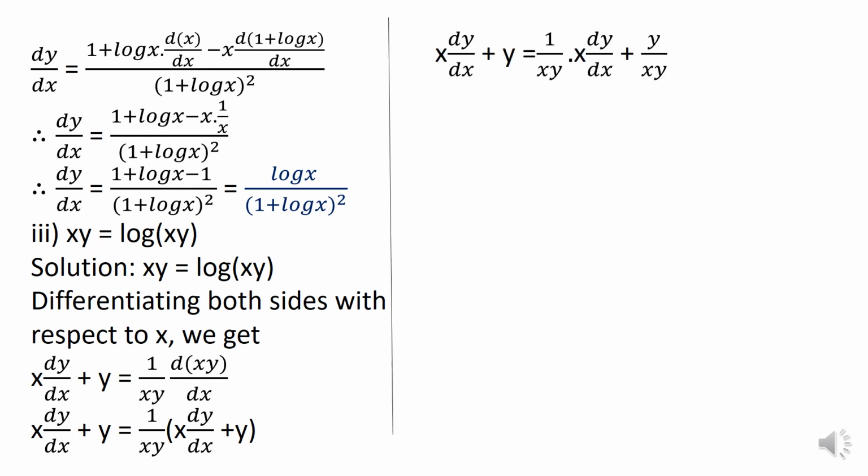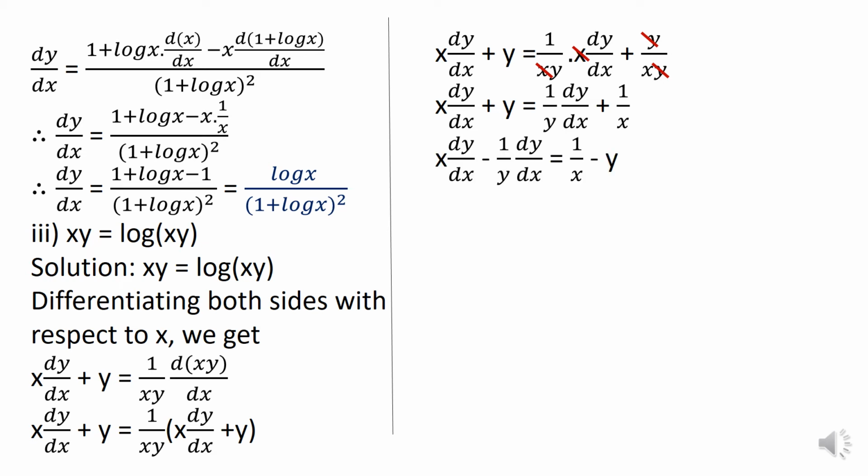And then we open the bracket on the RHS. And we get 1 upon xy into x dy by dx plus y into 1 upon xy. As you can see, we cancel the similar terms from the numerator and the denominator. Thus we get on the RHS 1 upon y dy by dx plus 1 upon x. We group the terms containing dy by dx and bring them to one side. And the remaining terms we write on the other side. Thus on the LHS, x minus 1 upon y into dy by dx is equal to 1 upon x minus y.